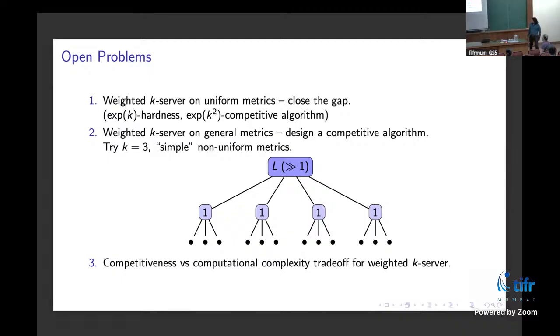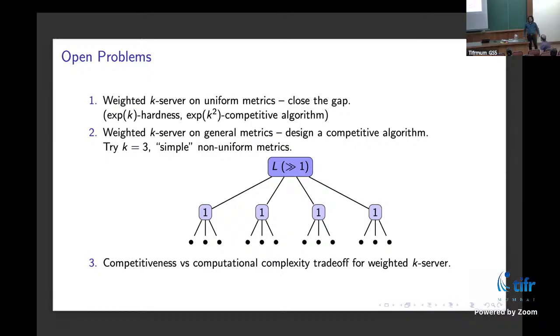Okay, exponential in k. Does it make sense to go back and look at Markov paging? Sure. Markov paging, as in the request sequence comes from some kind of a Markov chain. Because there, the unweighted case was optimal. That is actually an interesting question.